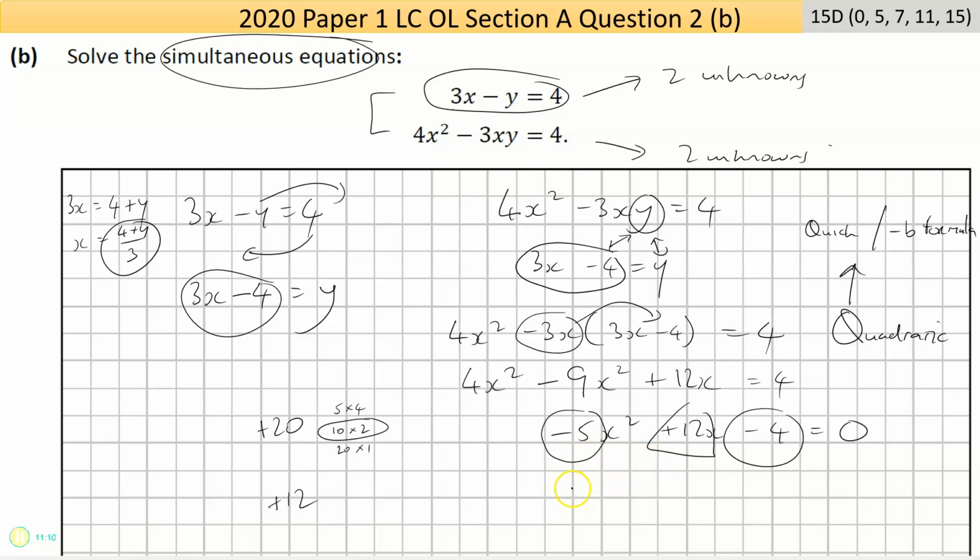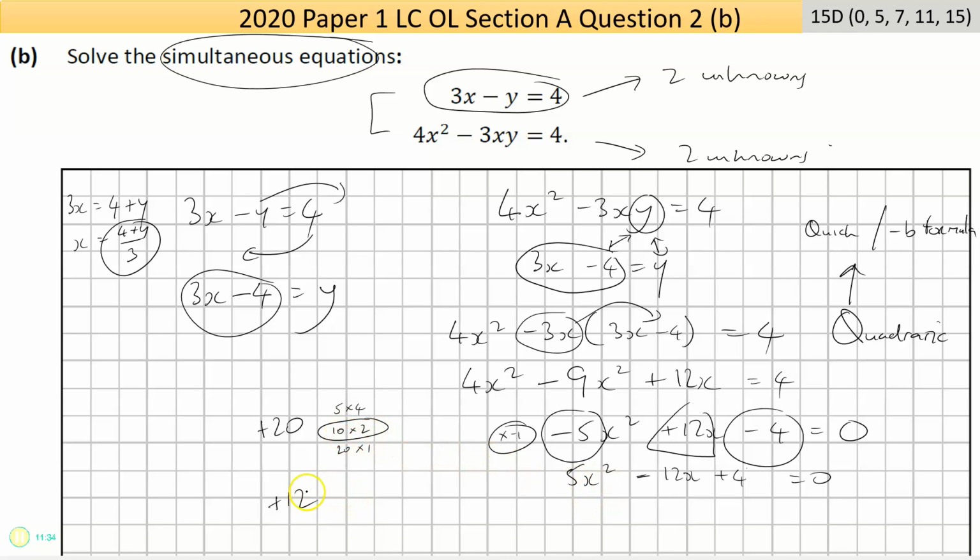Now, you can write them like this. I just realized I should have changed that to a plus before I started. And if I had changed that, basically multiplying it off by a minus 1, that would give me plus 4 equals 0. So we made things a little bit more awkward.